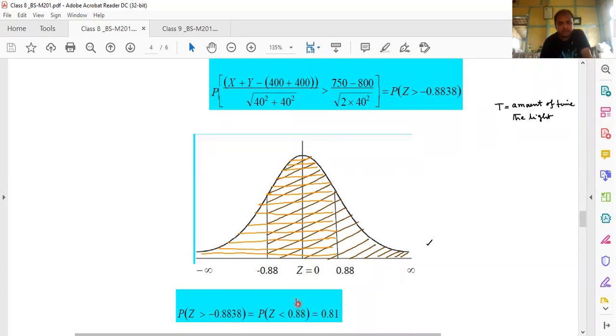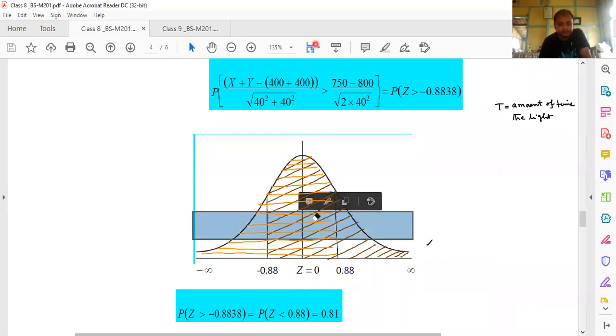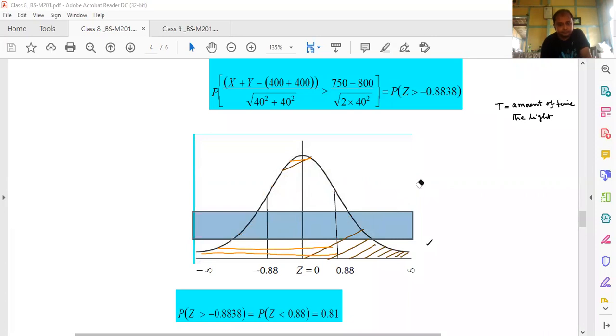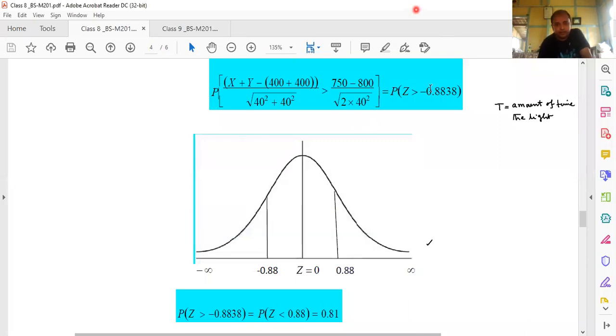Okay, but the point is how to find this particular probability. Just a minute. Okay. So next I'm going to show you how to calculate the probability. So probability of capital Z less than 0.88. Okay. Now this probability can be found. Now look at this figure once again. This is my point.